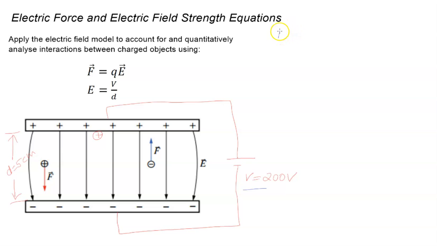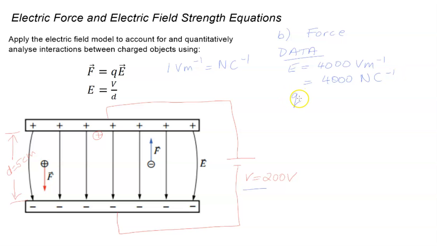and calculate the force on the charge. So what do we know? Well, we know from the previous part that the electric field strength is that, and recall that 1 volt per meter is equivalent to 1 newton per coulomb. So we can write this like so.